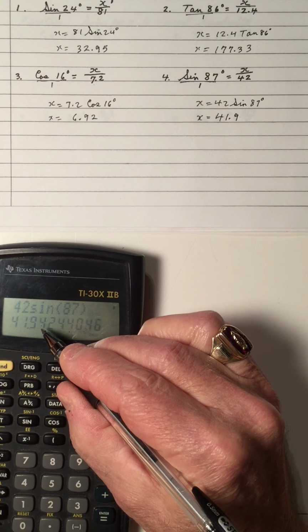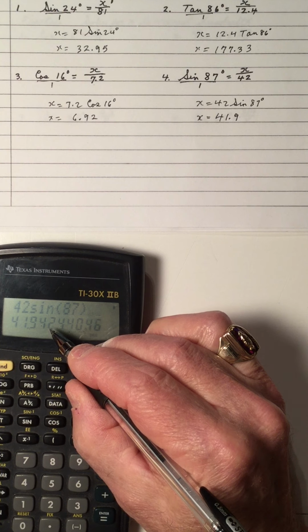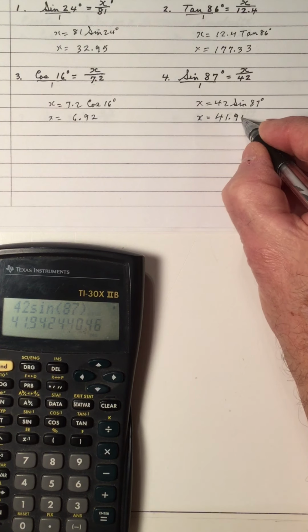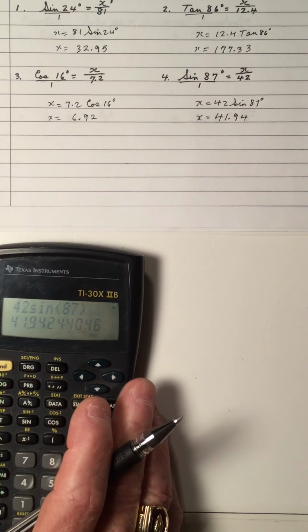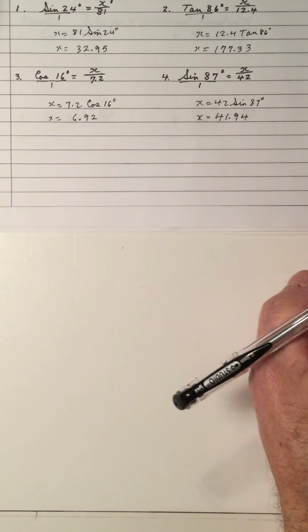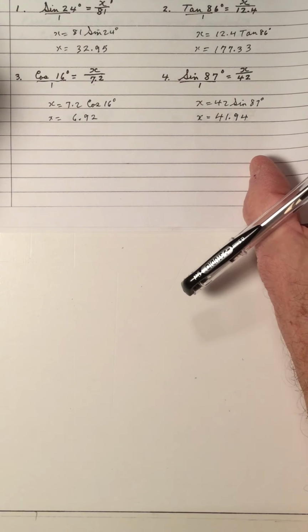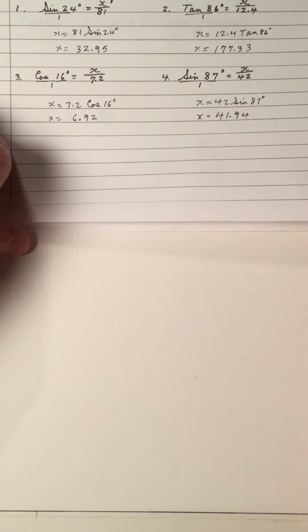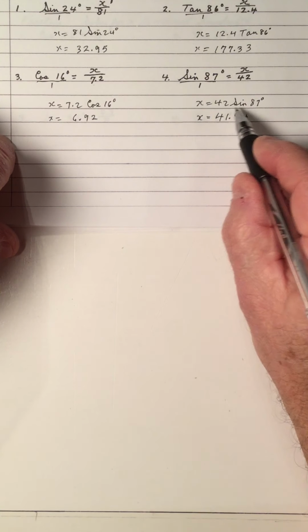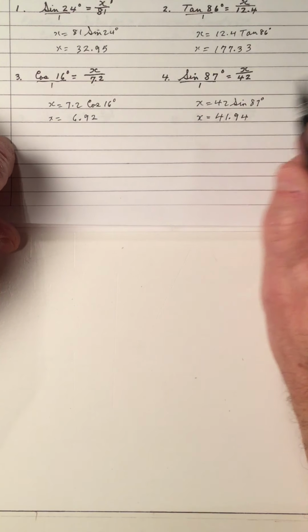The 4 is in the hundredths place. This number is less than 5, so the 4 won't change. And so as you can see, it's not too hard to work them out. I put it over 1 so you can see the cross multiplication. And notice, put the number in front of the trig of the angle.